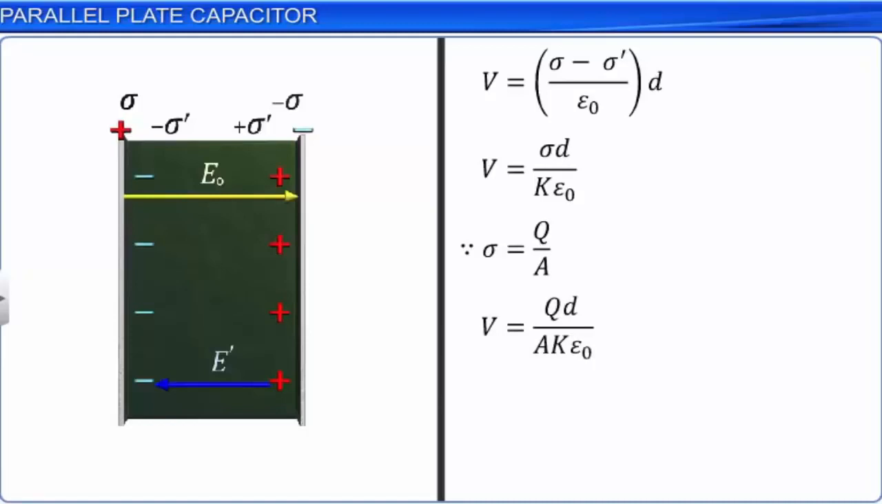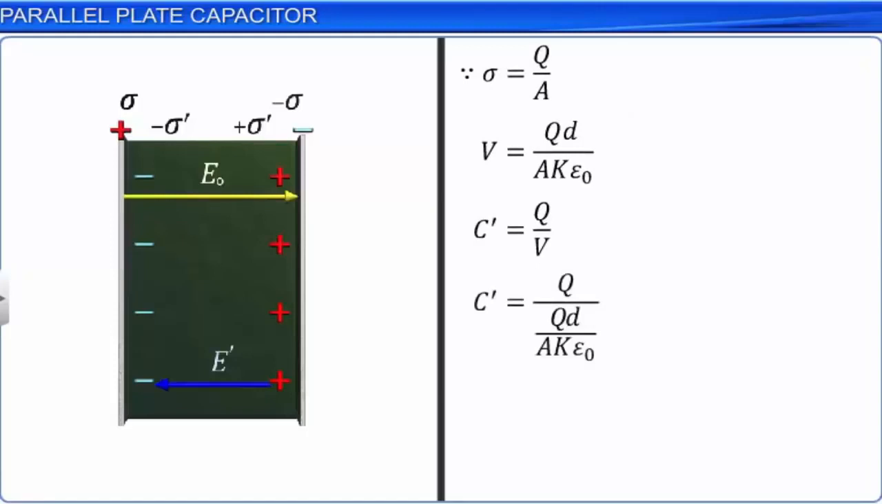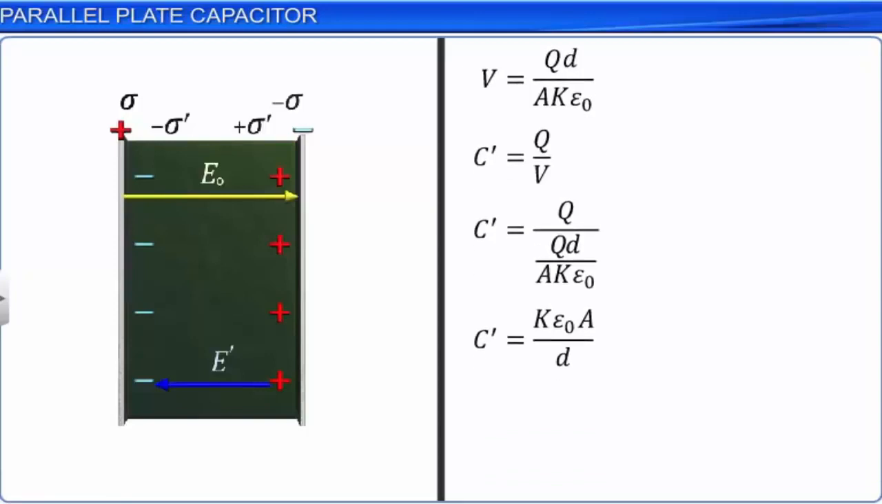Therefore, the capacitance with a dielectric medium is C dash equal to Q by V. Here, it is important to note that since the charging battery is disconnected, the charge on the capacitor remains constant even after the introduction of the dielectric. Now substituting the value of V in the expression for C dash and simplifying, we get C dash equal to K epsilon naught A by d. Here, the value of K epsilon naught is called epsilon, where epsilon is called the permittivity of the medium.